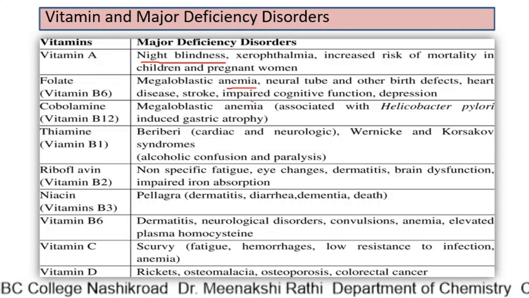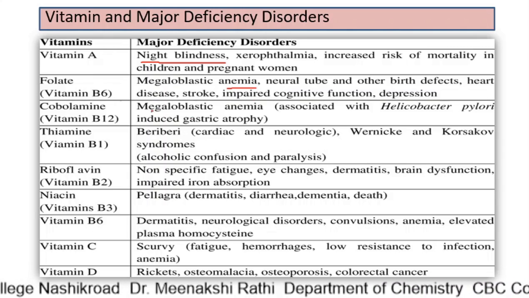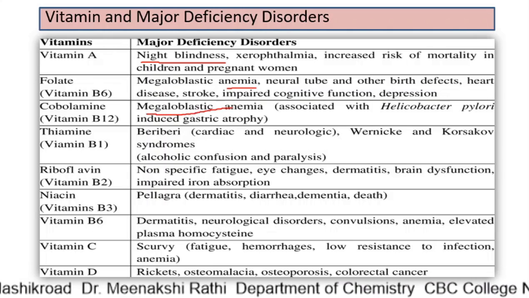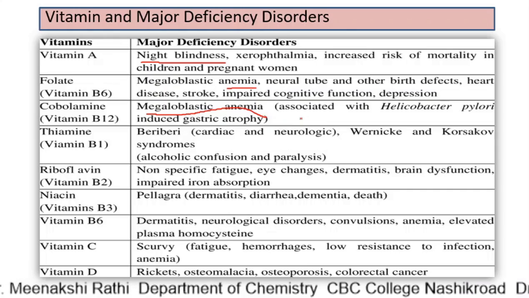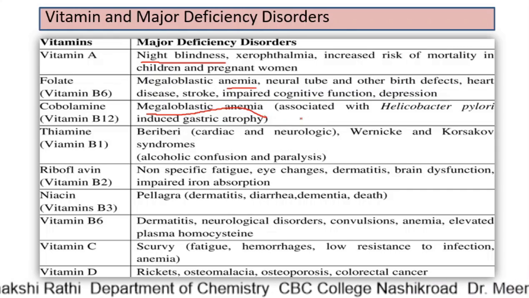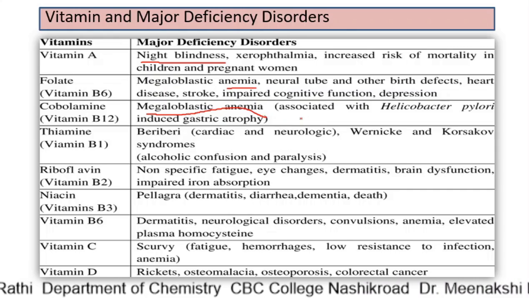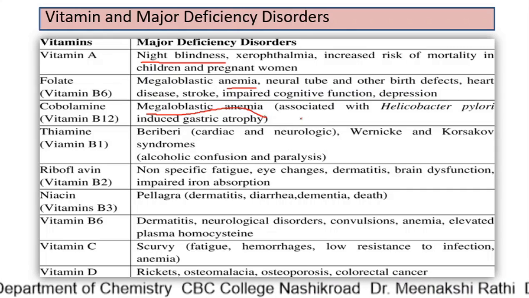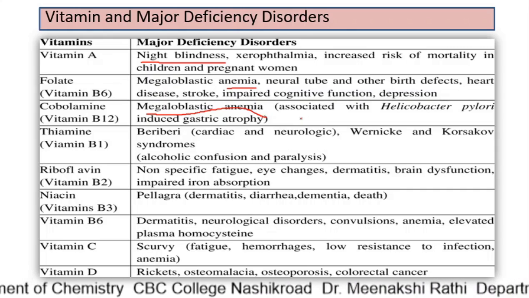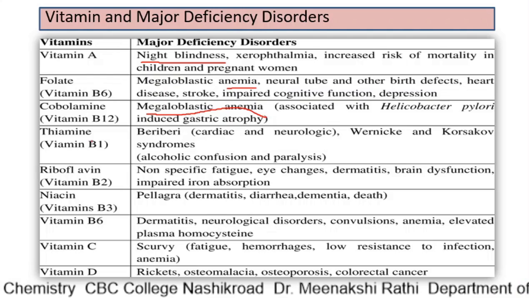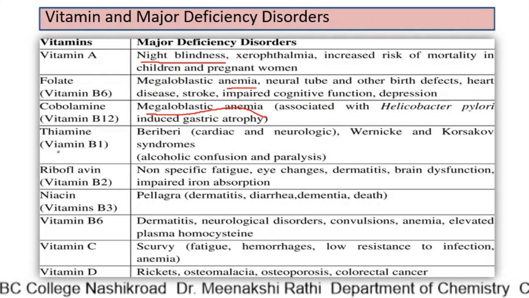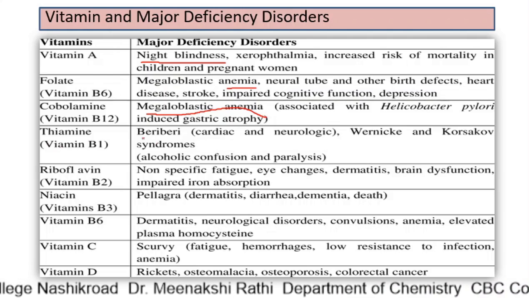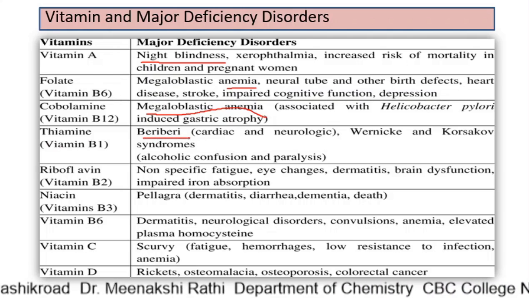Cobalamin or vitamin B12, again it is related to megaloblastic anemia, which is associated with Helicobacter pylori induced gastritis. We are not going into detail because these are medical terms. We just need to remember the major disorders caused by some vitamins, like vitamin B1. The major disorder is beriberi.